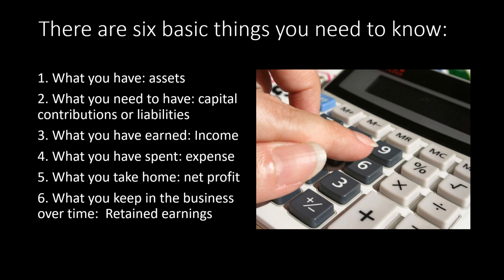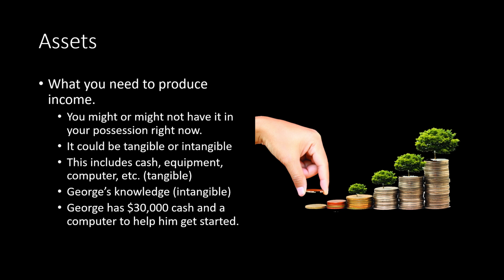There's 6 basic things you need to know to understand your financials. What you have, your assets, what you need to have, capital contributions or liabilities, what you have earned, income, what you have spent, expense, what you take home, net profit, and what you keep in the business over time, retained earnings.